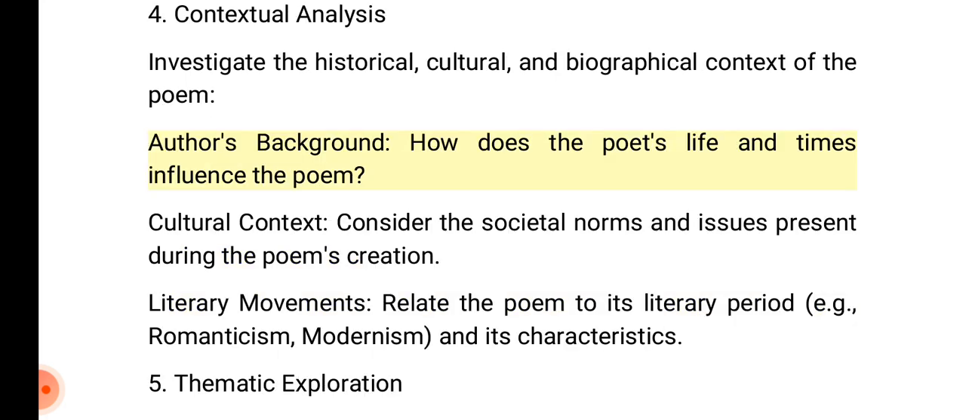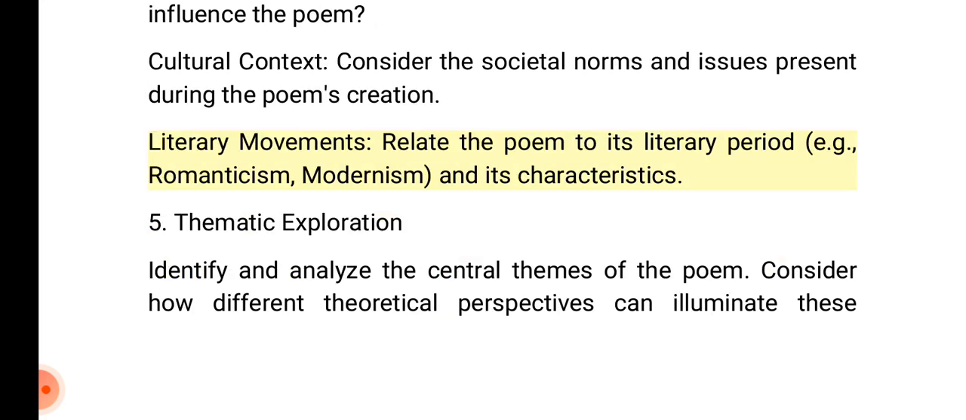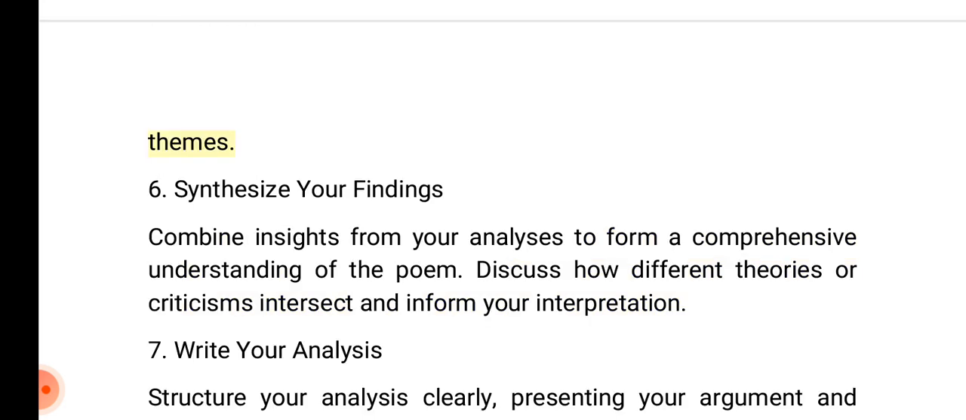Author's background. How does the poet's life and times influence the poem? Cultural context. Consider the societal norms and issues present during the poem's creation. Literary movements. Relate the poem to its literary period, e.g., Romanticism, Modernism, and its characteristics. 5. Thematic exploration. Identify and analyze the central themes of the poem. Consider how different theoretical perspectives can illuminate these themes.